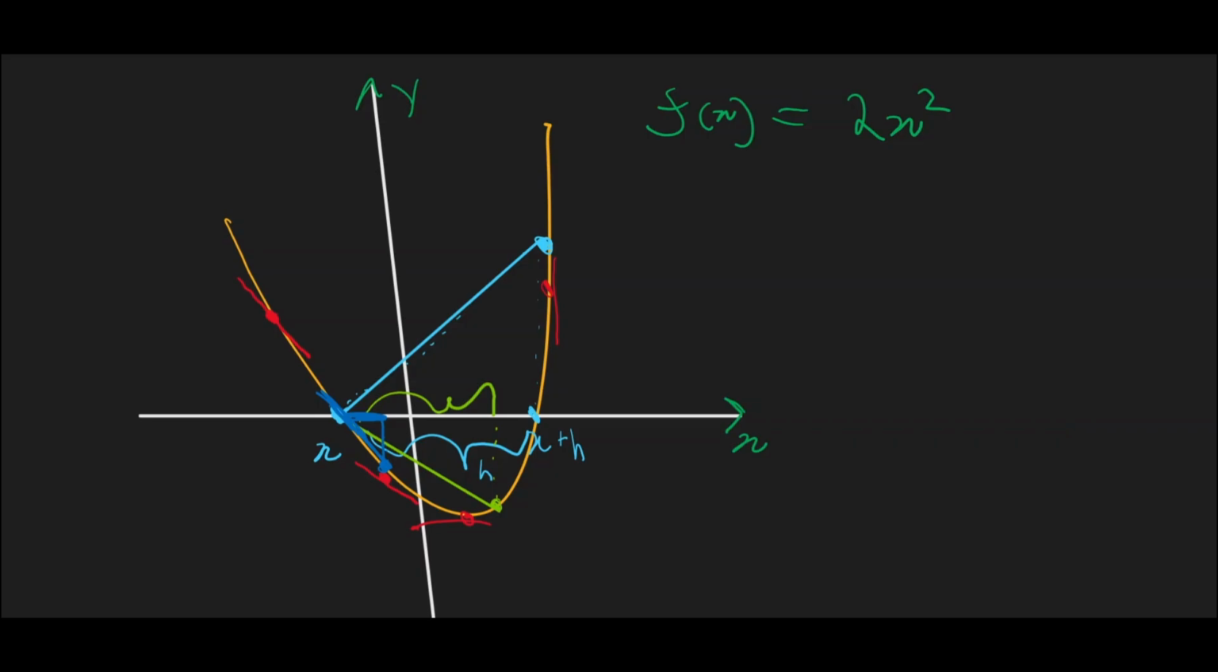This is something really interesting to point out. We can have two points, x and x plus h, and as h gets smaller and smaller, we actually approach the instantaneous gradient at point x. So that's really cool. So how does that math work out?